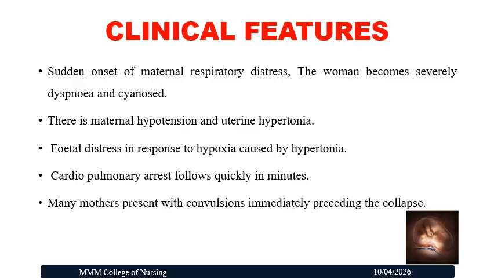Clinical features are sudden onset of maternal respiratory distress. The woman becomes severely dyspneic and also cyanosed. Maternal hypotension, uterine hypertonia, and fetal distress in response to hypoxia can be caused by hypertonia. Then cardiopulmonary arrest follows quickly, in minutes. Many mothers present with convulsions immediately preceding the collapse.